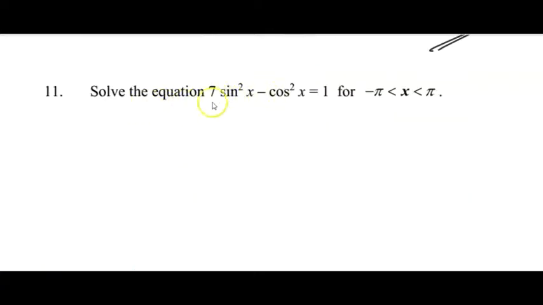Let's consider this question. The same thing, I'm going to solve this equation using the quadratic approach. And now the x having that range, okay, in between negative pi to pi.